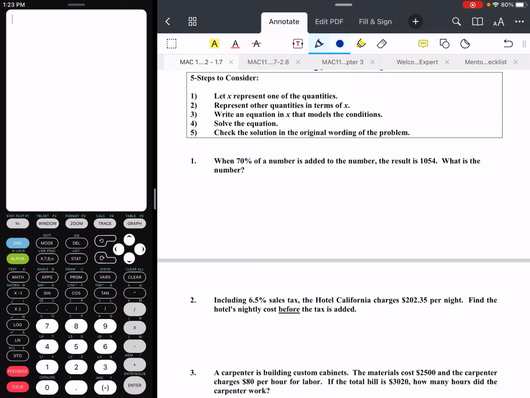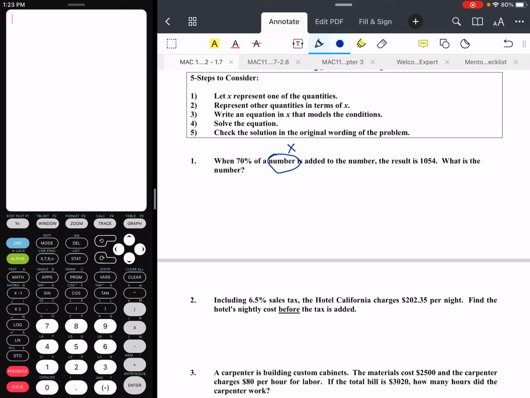All right, so for number 1, it says when 70% of a number is added to the number, the result is 1054. What is the number? So we keep talking about the number, the number, the number. So let's set that guy equal to X. That's our unknown quantity, right? And there aren't any other quantities we want to set up in terms of X quite yet.